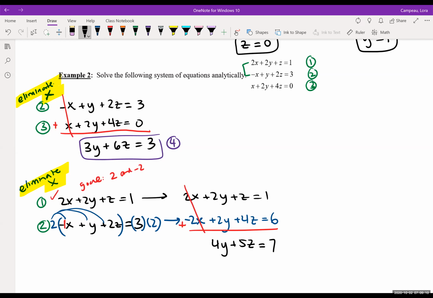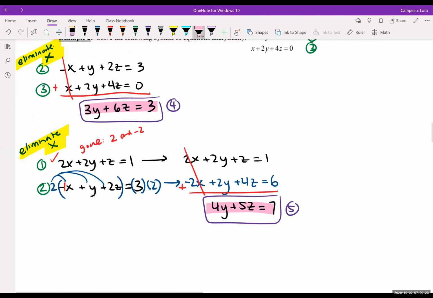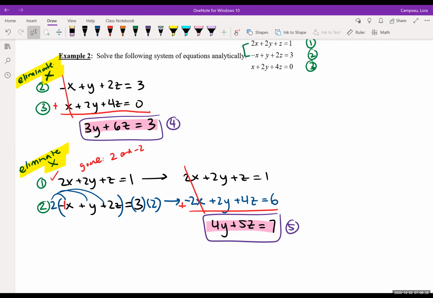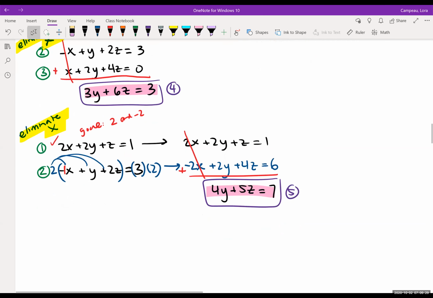And notice the reason why we had to choose x in both cases is because now you have two equations in the same two variables, both y and z. So what we would do at this point is now we're going to pair these two equations up. The 3y plus 6z, so that's equation number 4.